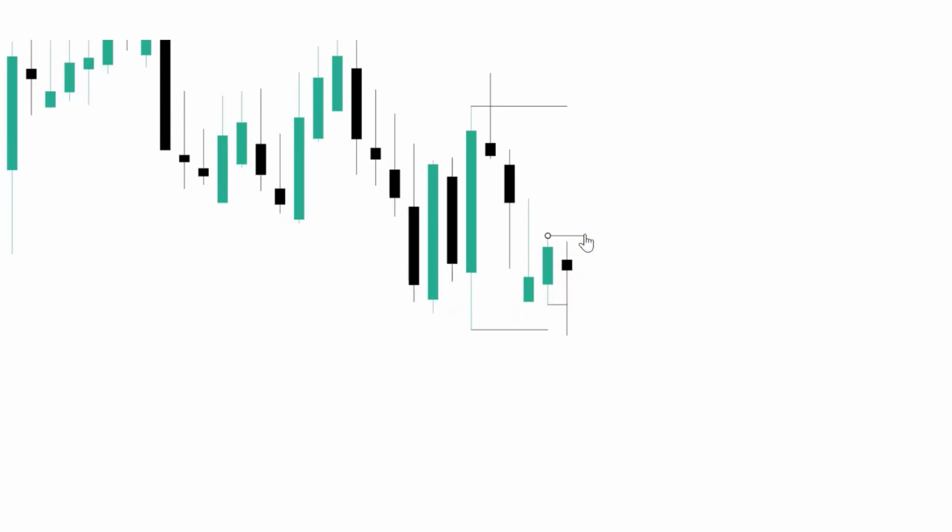So where is your profit target? This high right here is actually your profit target. But the truth is that trading this kind of pattern is not actually profitable, because what you can see is that price is already close to your profit target.